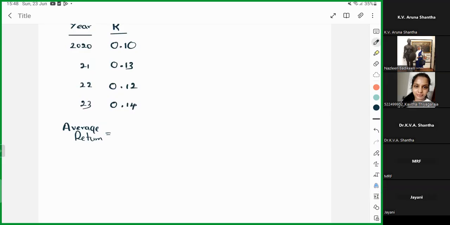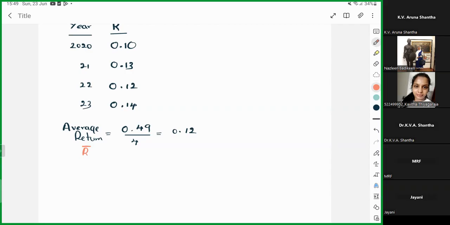0.12. Is it 0.12? How about others? Yes. 0.49, sir. Average return. That's the total, 0.49 total, divided by 4. Average return 0.12. Yes, sir. Right. So let's take it as R bar, the average return.